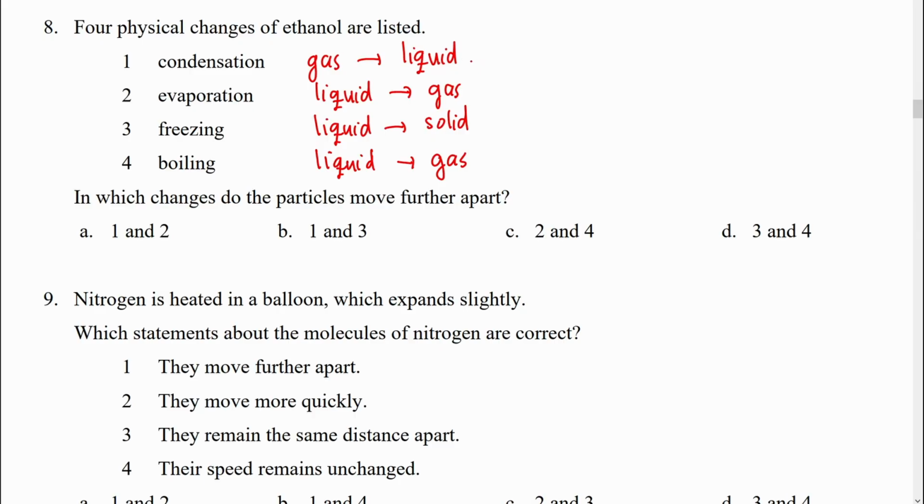So the particles are getting closer together. While the question here is asking about the particles moving further apart. So it means we have to increase the temperature. So the particles will gain kinetic energy, right? And in this case, it can only happen in liquid and gas, right? Because the process of freezing, which is from liquid to solid, we have to decrease the temperature. So the particles will lose kinetic energy and get closer together, right? So the correct answer is 2 and 4. So that means it's C.